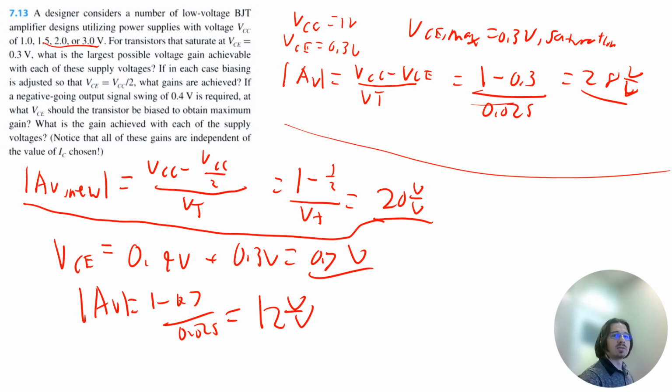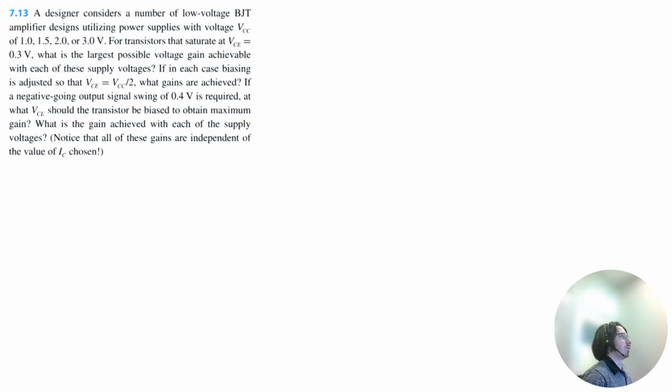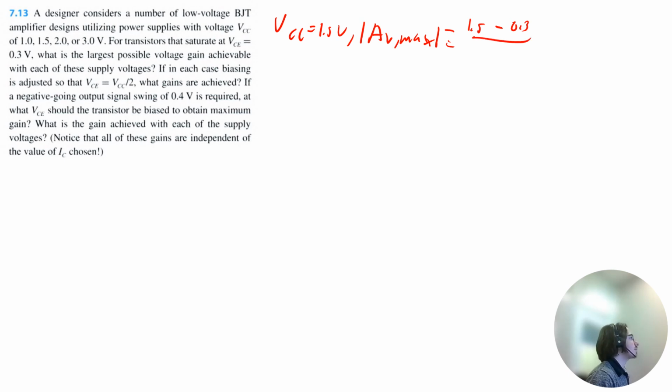Okay, so that's the process for all of these. Let me clean this up and we'll do the next 3 cases. Okay, so let's solve this again for VCC equals 1.5 volts. So our answer to the first question, the largest possible gain, an appropriate label will be AV max. So that's going to be VCC 1.5 minus VCE 0.3 divided by 0.025. So that is equal to 48 volt per volt.